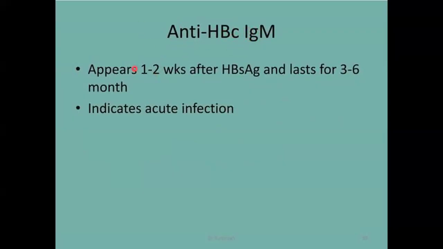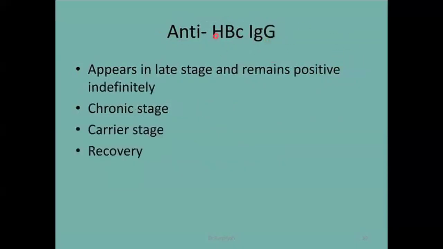So for IgM, it appears 1 to 2 weeks after hepatitis B surface antigen and lasts for 3 to 6 months. It indicates acute infection. So the 3 to 6 months is the window period, and this is where you'll get this as the sole marker of the window period. And then IgG appears in the late stage and remains positive indefinitely: a chronic stage, carrier stage, and recovery. So let's say no replication is occurring in your cells, no infectivity is occurring, you're okay. When you're recovering, this will be there, okay?